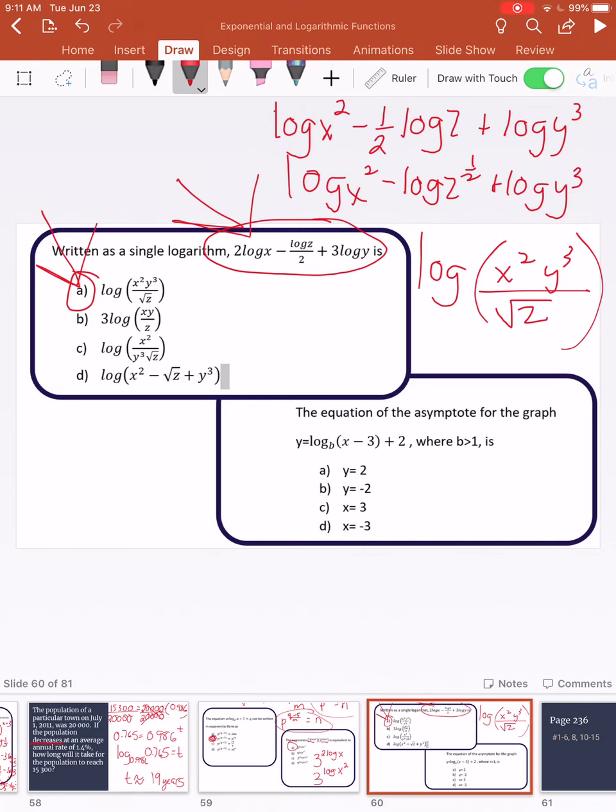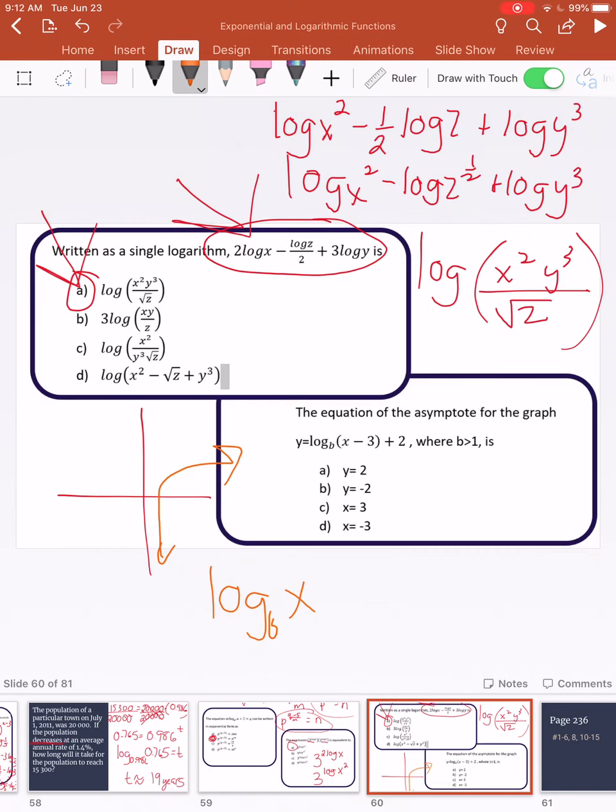All right, last question. The equation of the asymptote for the graph y equals log b of (x minus 3) plus 2, where b is greater than 1. So remember, the first thing you have to remember is that logarithms have vertical asymptotes, right? So that vertical asymptote on, say, a normal log graph would look like this. There we go. So a normal log graph, and by normal I mean log b of x, would have a vertical asymptote at x equals 0.